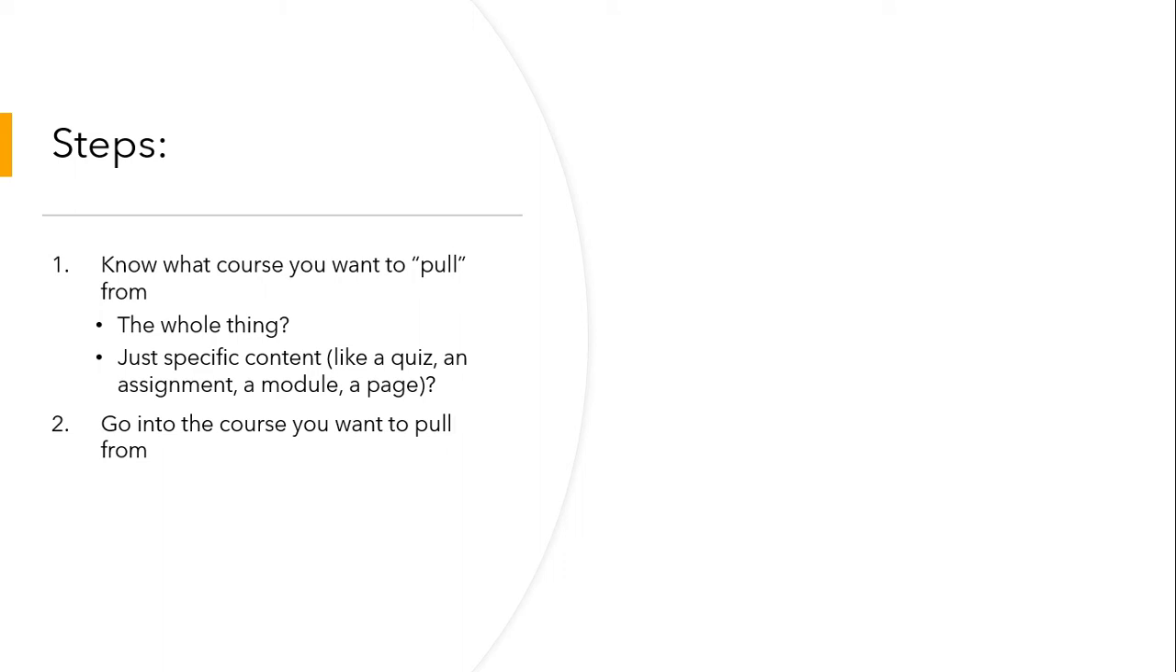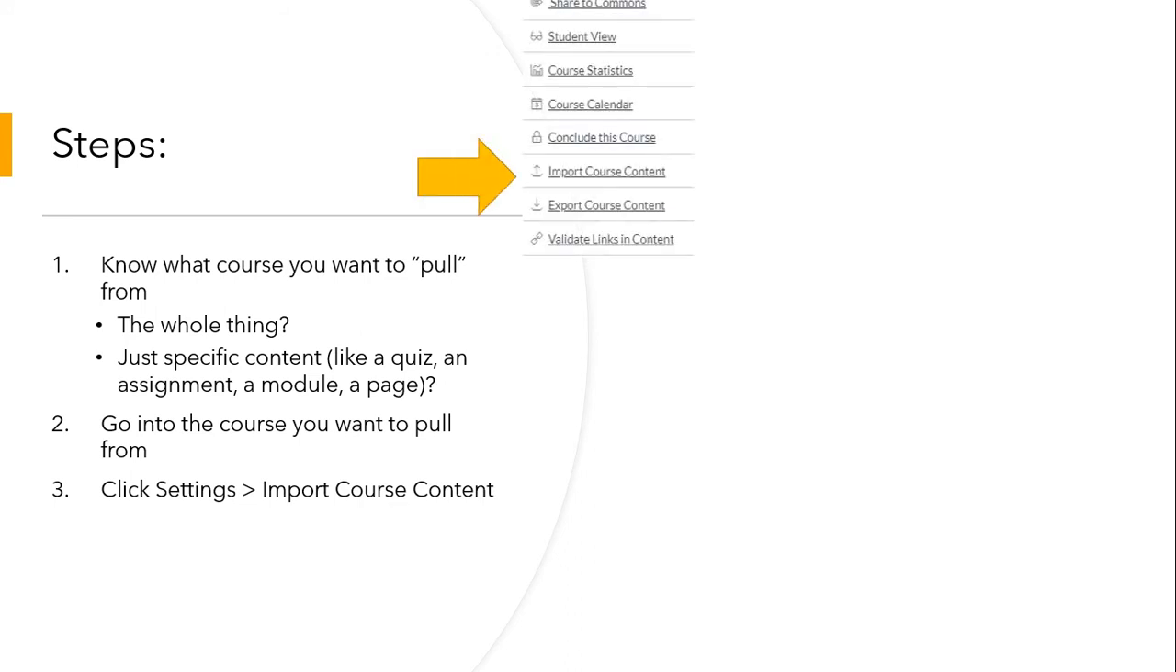Then you need to go into the course that it actually says pull from. See, there's my first one. Go into the course you want to be able to get that data from. And then you're going to click settings and you're going to choose the import content, the course content function.